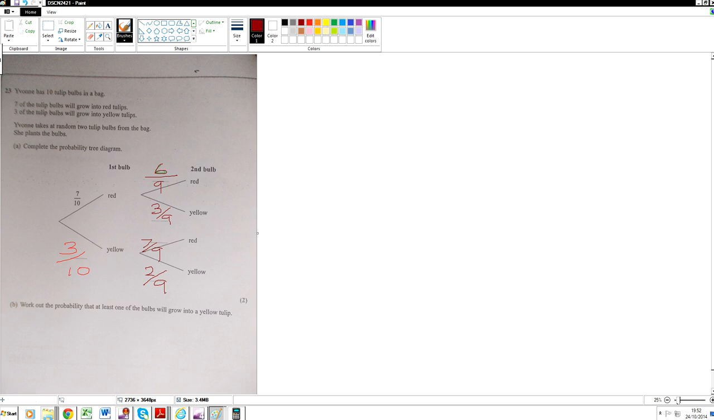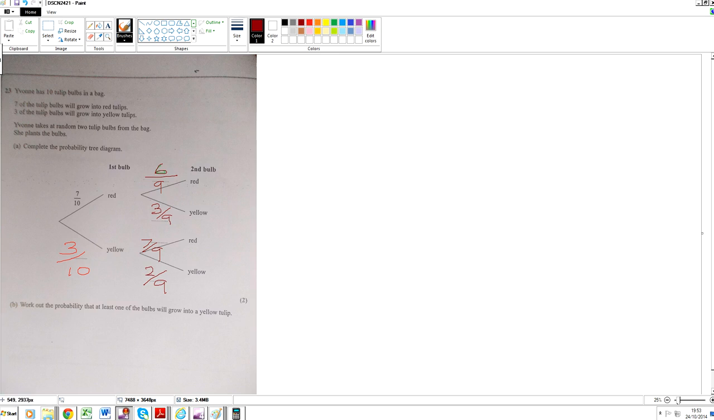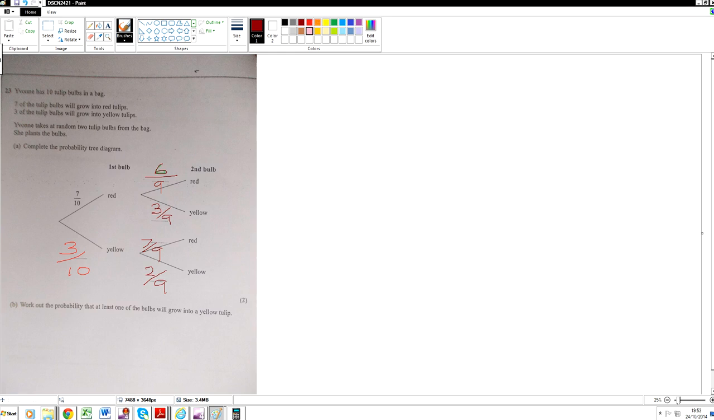Now the question is, we have to work out the probability of at least. Work out the probability that at least one of the bulbs will grow into a yellow tulip. Let's have a look at what that means. We could have a red followed by a yellow, or a yellow followed by a red, or a yellow followed by another yellow. So we should have 3 possible combinations.